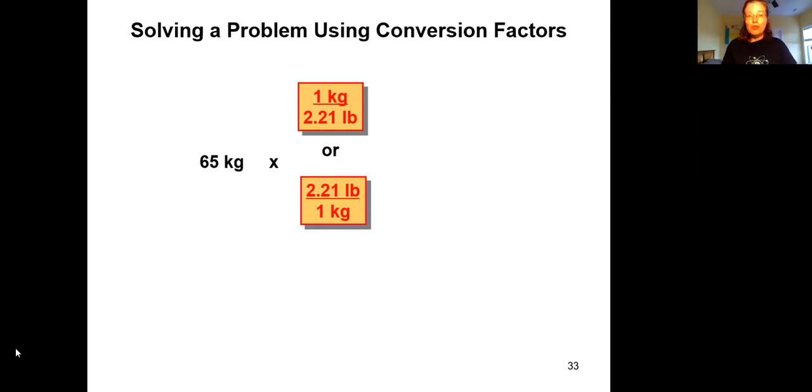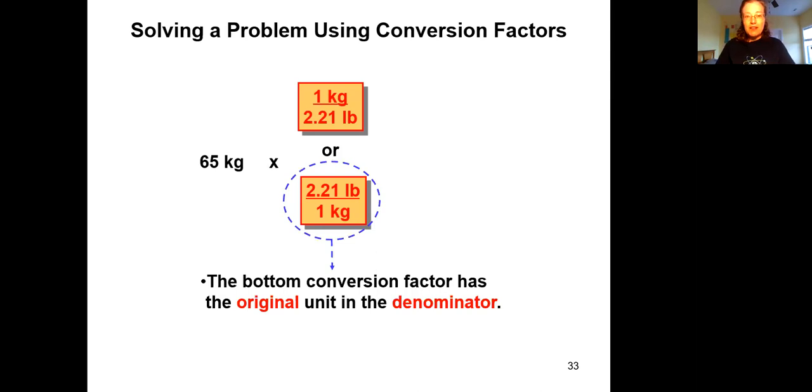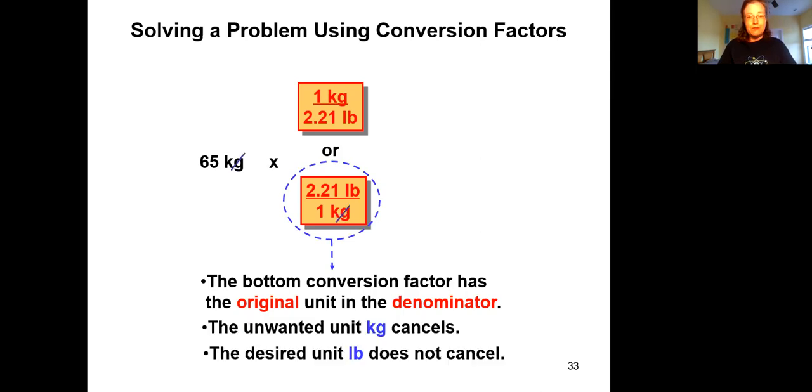We're going to want the one with the kilograms on the bottom because then I get to do kilograms divided by kilograms. That will cancel out and equal 1, just like 5 divided by 5 is 1. The pounds are left alone. There's nobody there to cancel out the pounds, so we will be in the unit that we wanted to end with, our desired unit.